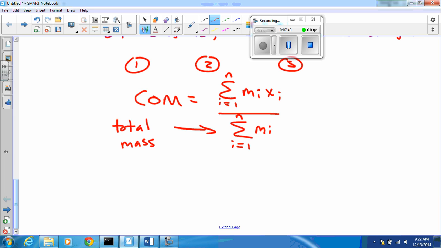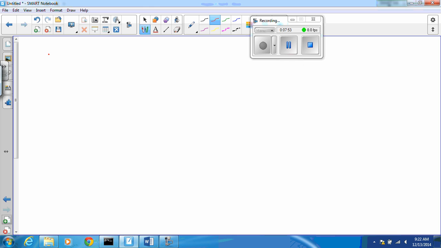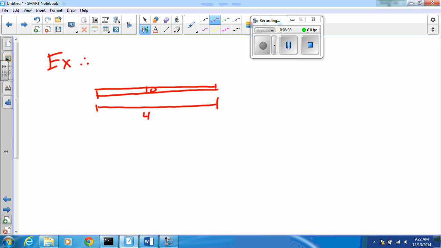So I'm going to do 3 examples to show you how this formula works in action. And along the way, we're going to train our intuitions just a little bit. For our first example, we're going to take a man on a seesaw with his young daughter. The seesaw is going to be a 10 kilogram seesaw, and it's going to be 4 meters long. The man is going to be 100 kilograms, and the daughter is going to be 20 kilograms.